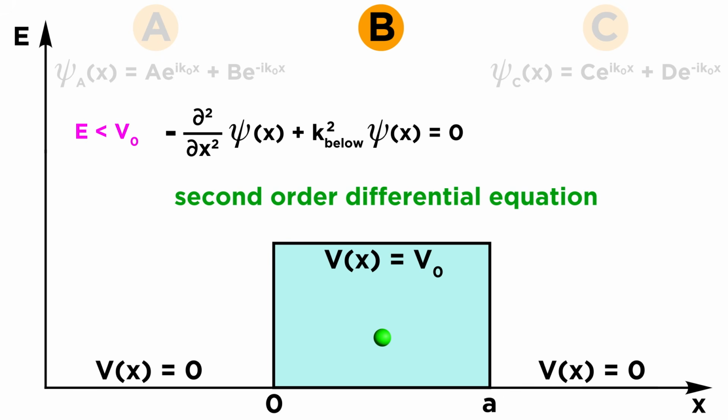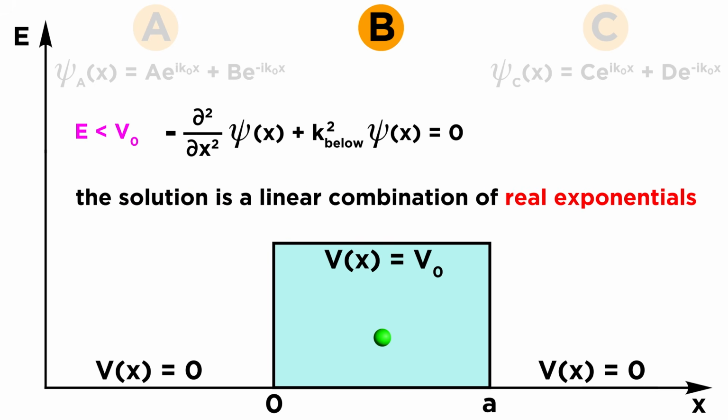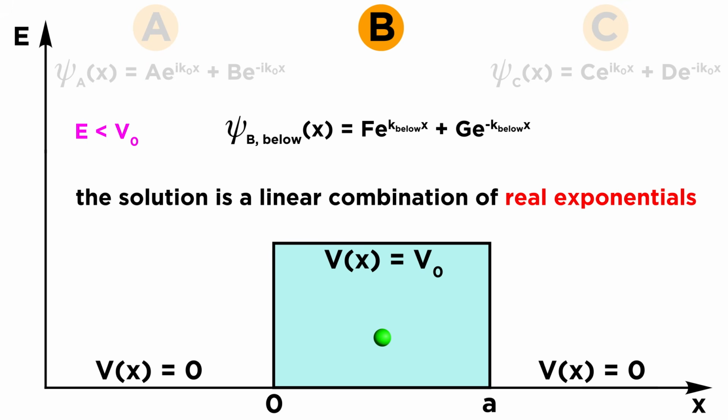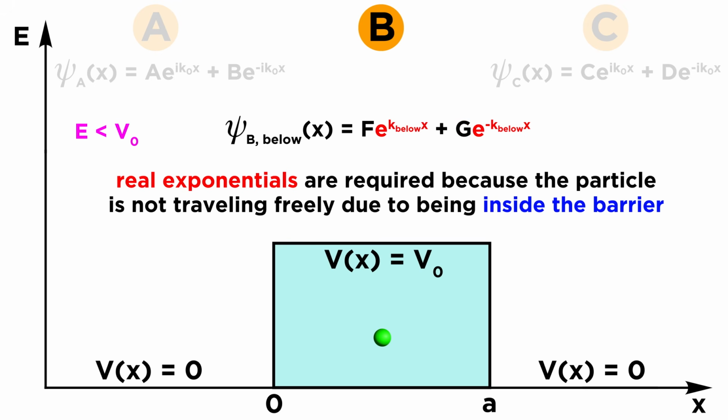And with that substitution, we have a second-order differential equation of precisely the same form as we solved a moment ago. This means we can now write out our solution for the wave function as a linear combination of real exponentials. Since the constants A through D are taken, let's write this as psi B below of x equals F times e to the quantity k below times x, plus G times e to the quantity negative k below times x. Again, this is the only solution that will utilize real exponentials rather than complex exponentials, because it's the only region where the particle cannot travel freely.